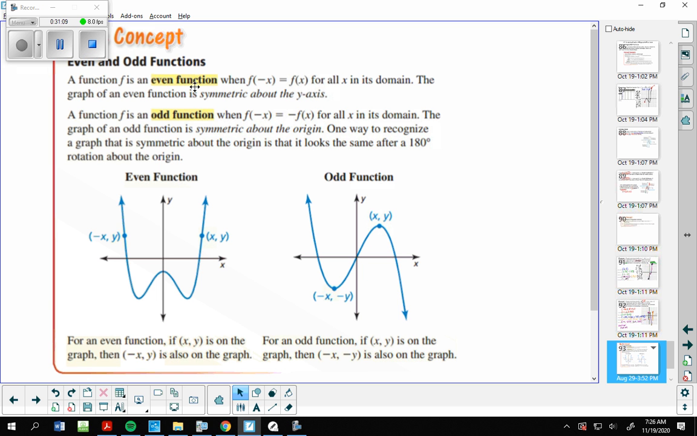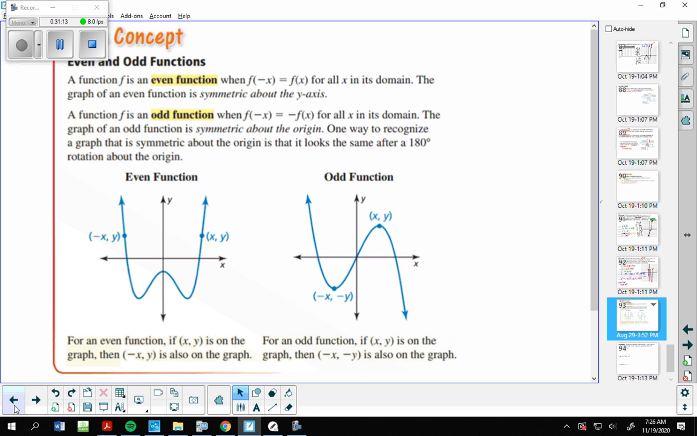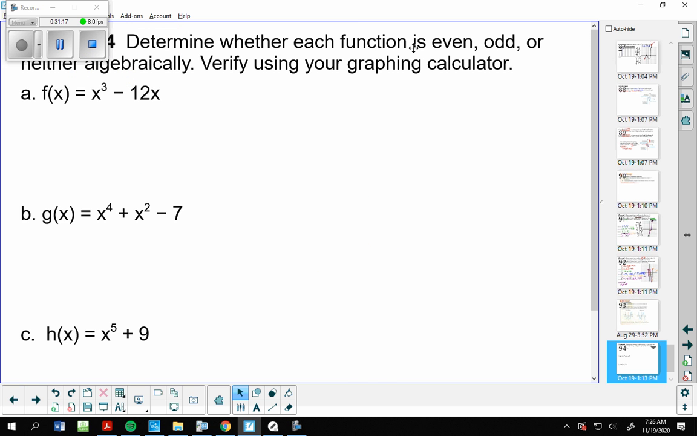Essentially, okay, let's just, you guys can read that. I'll just explain it and then it will make sense. Determine whether each function is even, odd, or neither. We're going to do it algebraically. We're not going to verify using our calculator. You can if you want, but I trust you guys doing it algebraically.